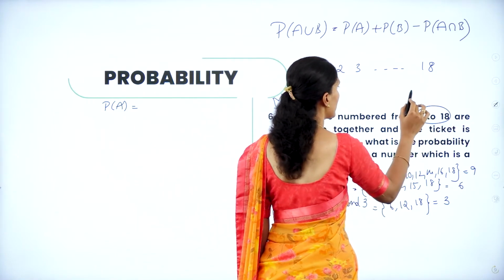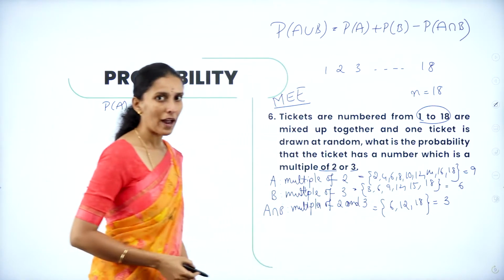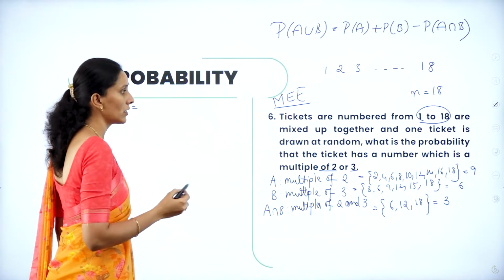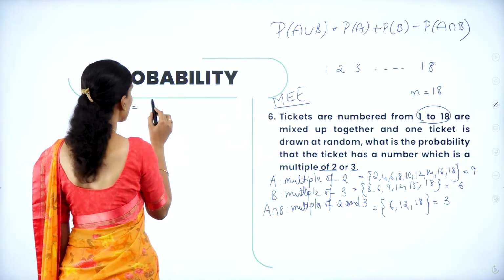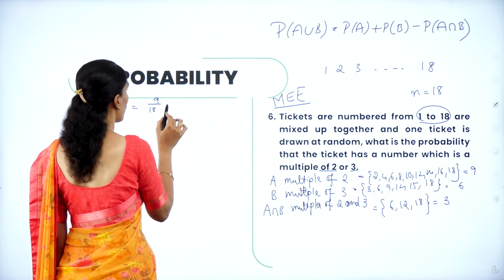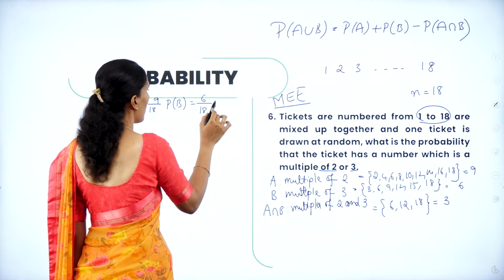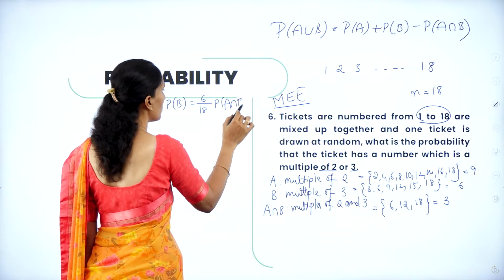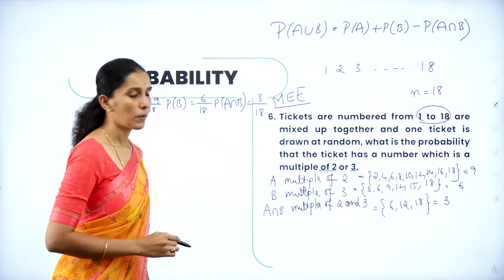1 to 18 means n is equal to 18. For each case you have different m's. That is, using the definition of the classical approach, we can write P of A as 9 by 18, P of B as 6 by 18, P of A intersection B as 3 by 18. So these are the probability values.